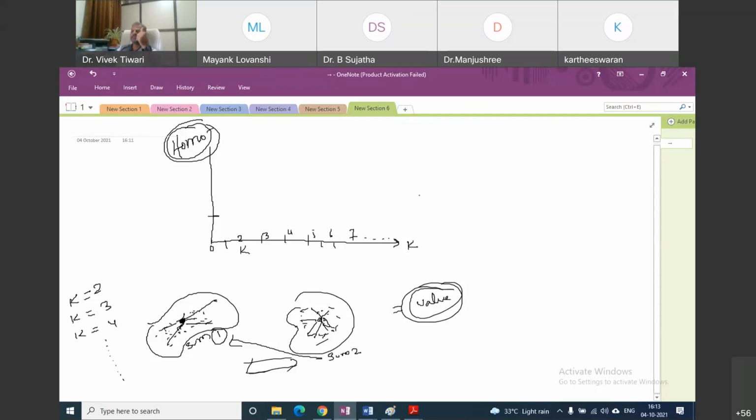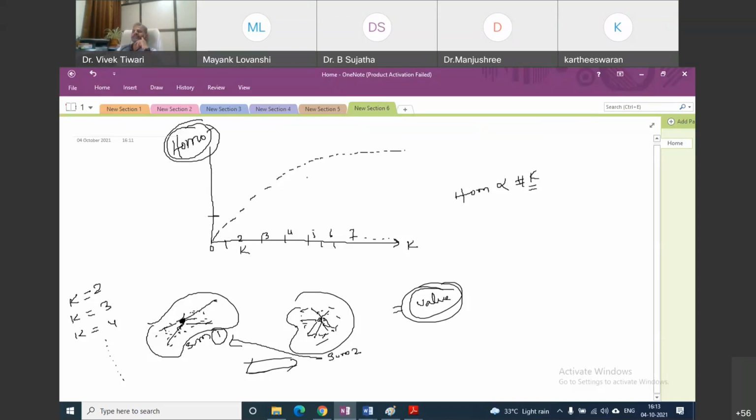One thumb rule is that homogeneity is directly proportional to the number of K. So the moment you increase the number of K, the homogeneity also increases. Okay, so it will go like that, like that, like that.